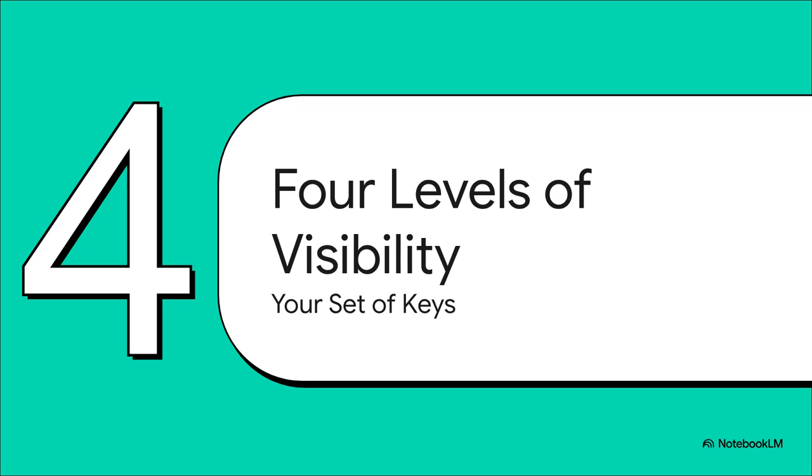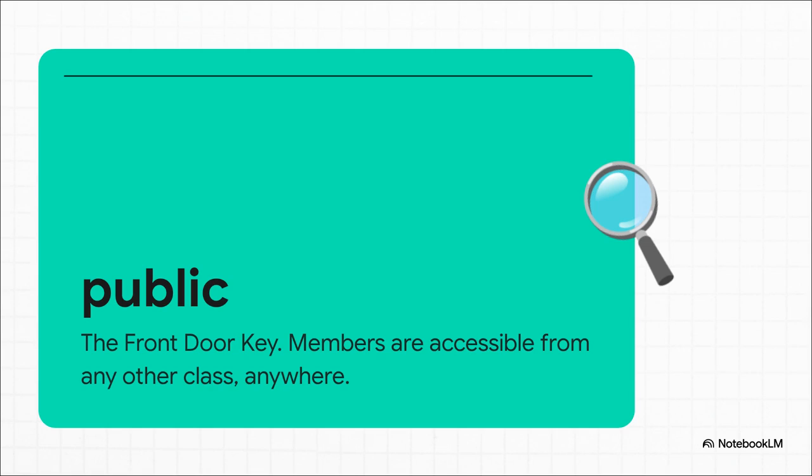Let's go through them one by one, starting with the most open and working our way down to the most restrictive. First up, we've got public. This is the front door key. The welcome mat is out. Anybody from any package, anywhere in your project, can just walk right in and use it. You use this for the parts of your code you want the whole world to interact with, your main APIs.